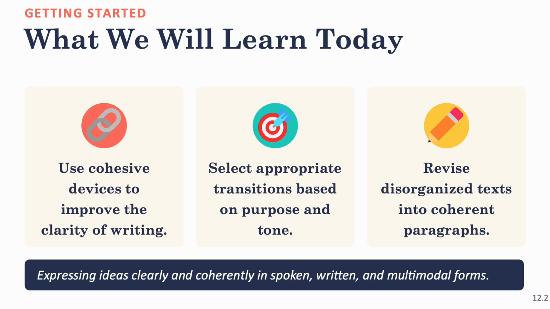At the end of this lesson, you should be able to, first, use cohesive devices to improve the clarity of writing. Second, select appropriate transitions depending on the purpose and tone. Third, revise disorganized text into coherent paragraphs. Remember that our goal is not simply to write grammatically correct sentences. We also need to make sure that our ideas are connected logically. Good writing allows readers to move smoothly from one idea to the next.